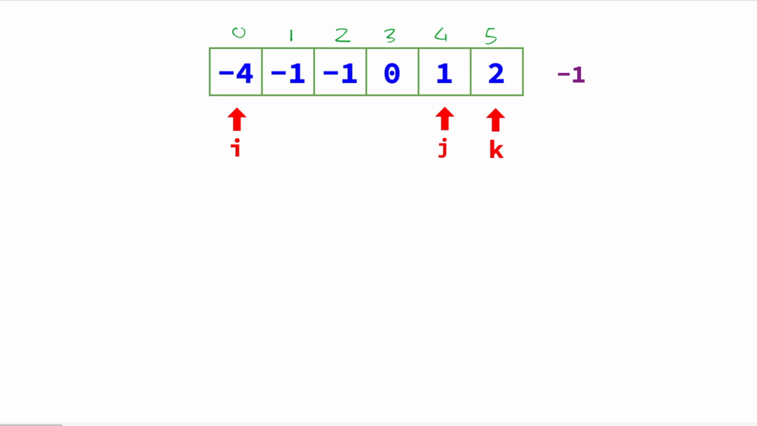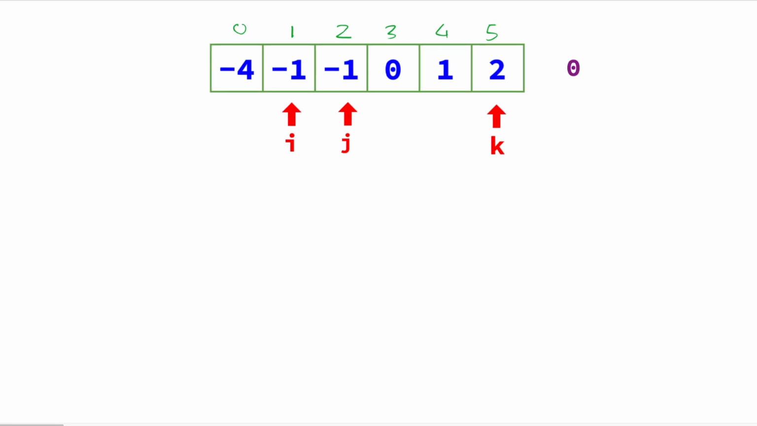The next step is to increment the index i. We will also reset the values of j and k such that j points to the number after index i and k points to the last element in the array. As before, we will calculate the sum of the values at indices i, j, and k, and we see that -1 plus -1 plus 2 is equal to 0. So that means we have found our first triplet, and it contains the elements -1, -1, and 2.